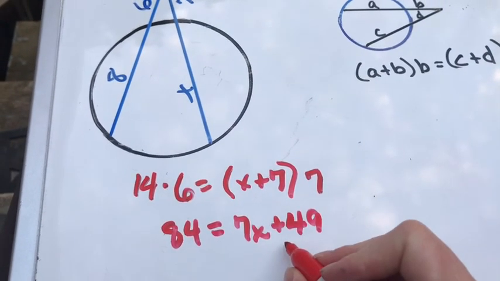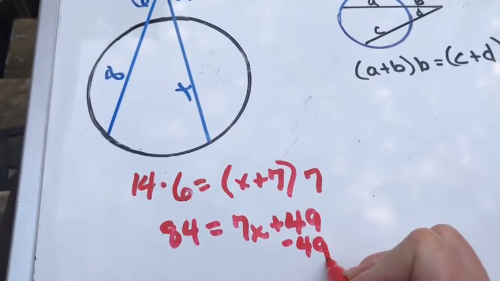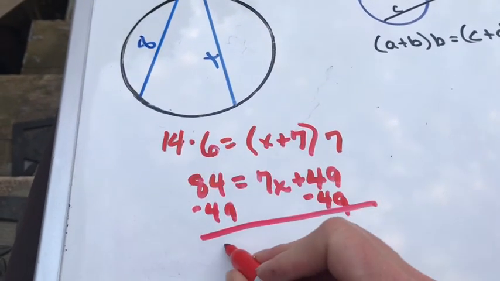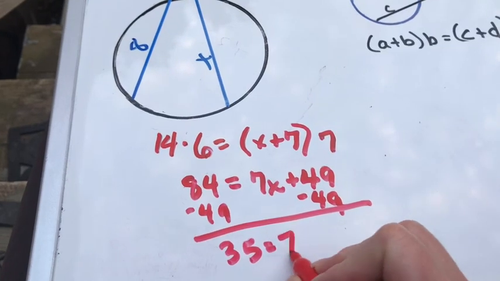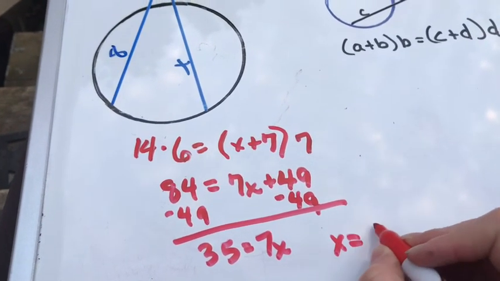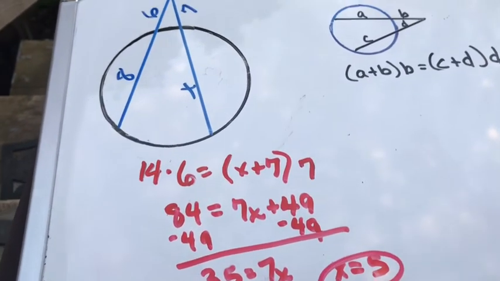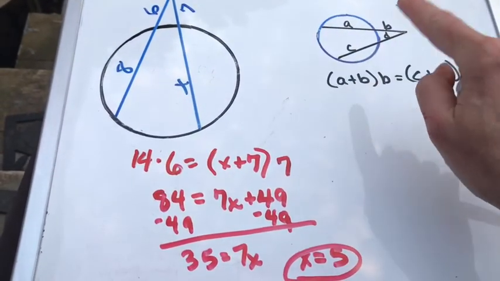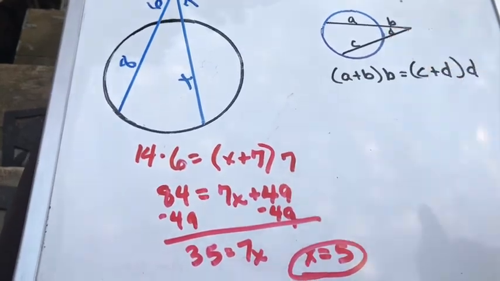Okay, and then I will subtract my 49. Okay, and I get 35 is equal to 7x, and x equals 5. Okay, so when we cross outside of the circle, we take the whole thing times the outside piece equals the whole thing times the outside piece.